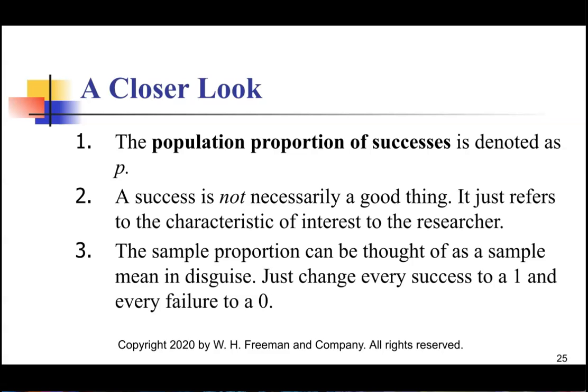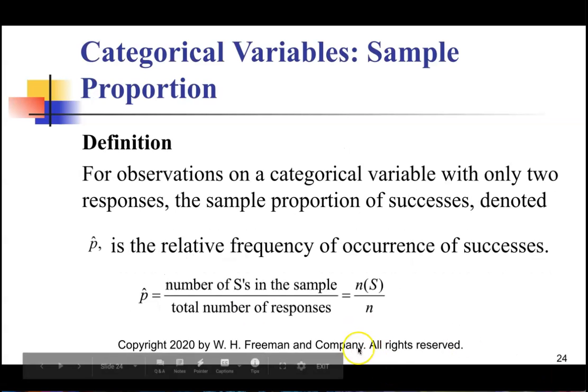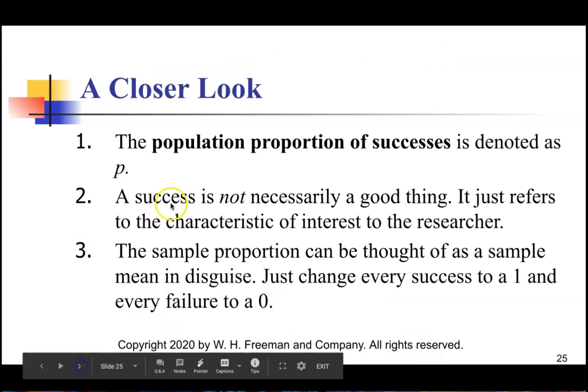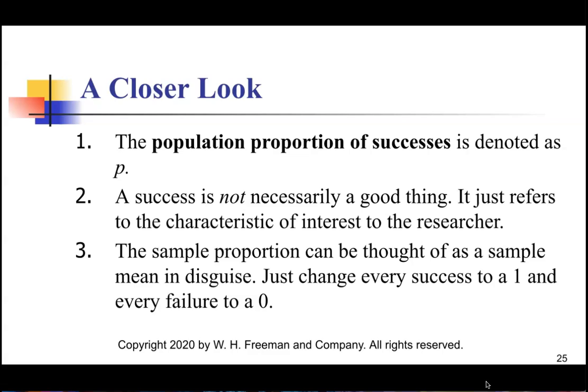So the notation here is p-hat, that is your sample proportion, whereas p is your population proportion. And like I mentioned, a success is not necessarily a good thing. It's just the characteristic that you're interested in. So whatever it is that you are trying to find out information about, that is what you'll count as a success.